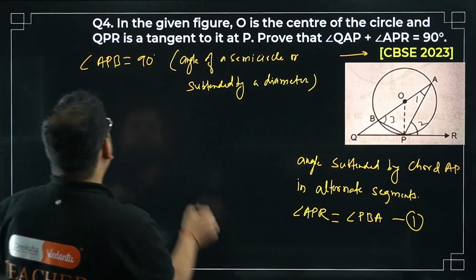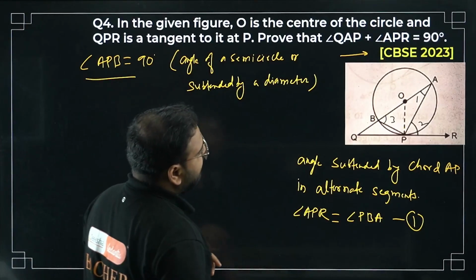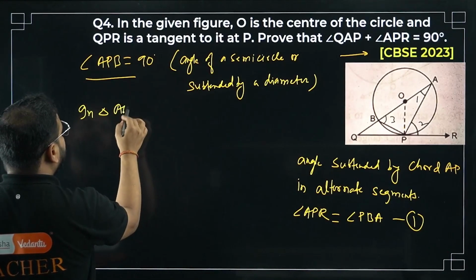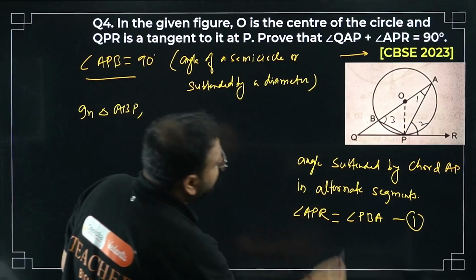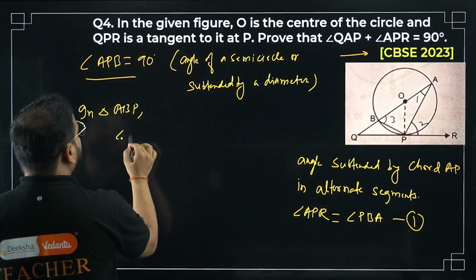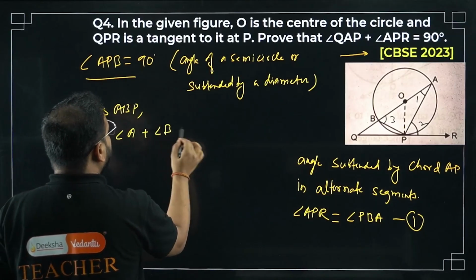Agreed? Okay. Now with this known, we also know, bacha, in triangle ABP, what do we have, sir? We have angle A plus angle B plus angle P as 180 degrees. Angle A plus angle B plus angle P.